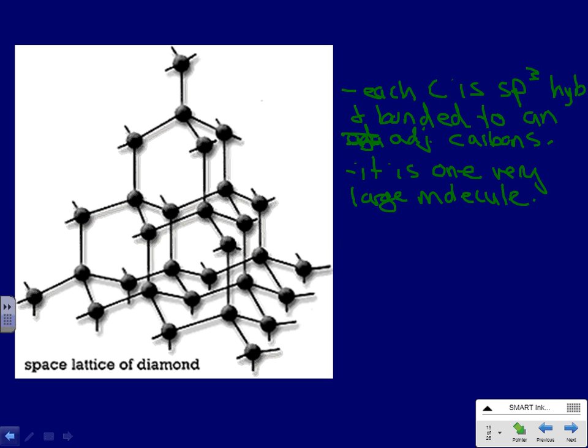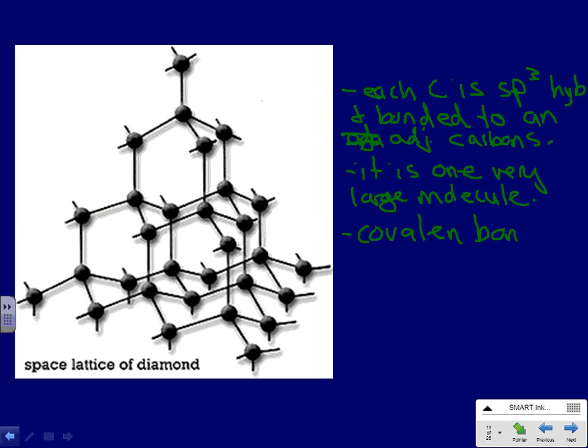Now, in an ionic solid, we have attraction of ions holding them together, fairly strong. In a metallic compound, we have those delocalized electrons trying to hold everything together, fairly strong. But in a covalent network solid, we have very localized, very strong covalent bonds holding the adjacent atoms together. So this is a very, very strong structure.